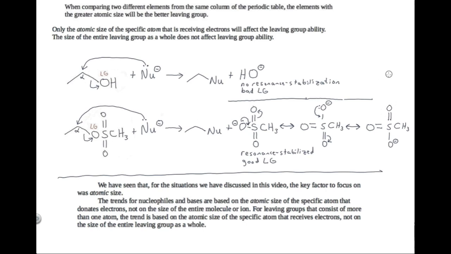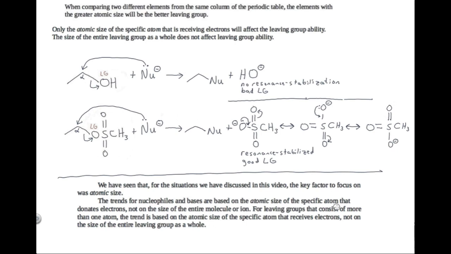And again, the point that we just made about leaving groups also applies to nucleophiles and bases. For most of the situations we've discussed in this video, the key factor to focus on was atomic size. But remember that all these trends are based on atomic size, not the size of the entire molecule or group. The trends for nucleophiles and bases are based on the atomic size of the specific atom that donates electrons, not on the size of the entire nucleophilic or basic molecule or ion.